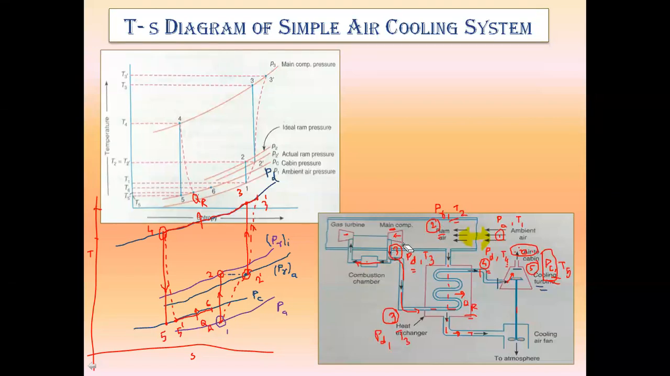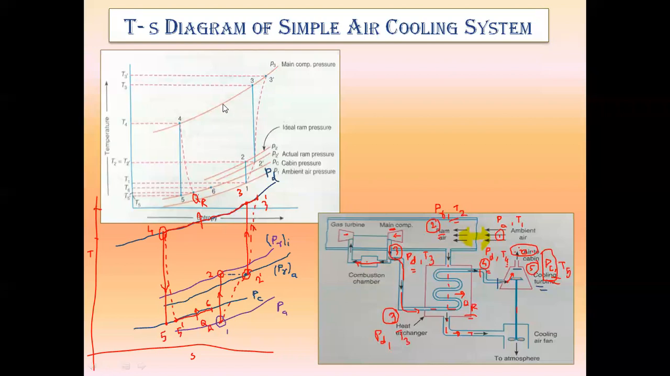Then the 2 to 3 process will occur inside the main compressor, where pressure will increase from ram pressure to the delivery pressure of the main compressor. So 2 dash to 3 is ideally isentropic compression, but actually it will be a polytropic process. So the 2 dash to 3 dash line indicates the actual compression inside the main compressor. Now the outlet of the main compressor will be supplied to the heat exchanger, where heat rejection at constant pressure will take place, and because of that, at the outlet we will get point number 4.